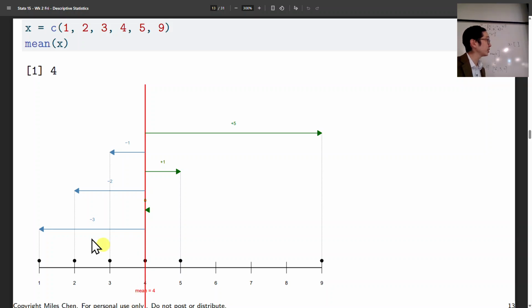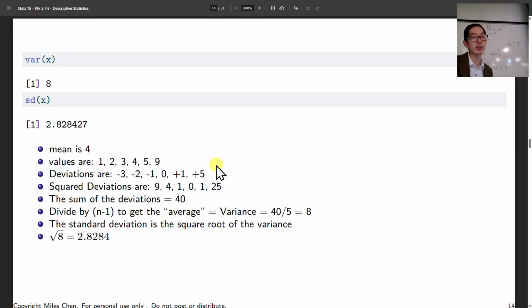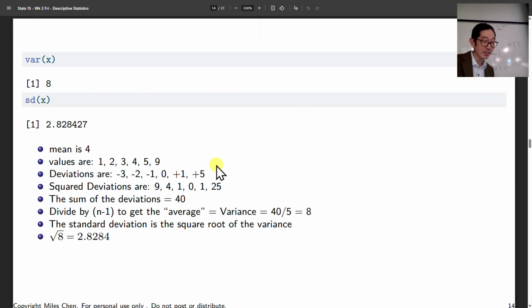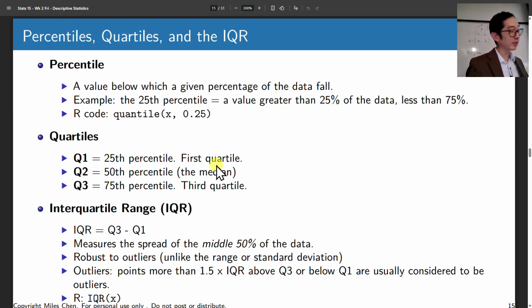Where's my mean? How far are each of the points? What are the deviations from the mean? And then what is the average of the squared deviations? But the average is found, again, in this weird wonky way where you divide by n minus 1 rather than n. All right. So that is the variance and standard deviation. Those are important.